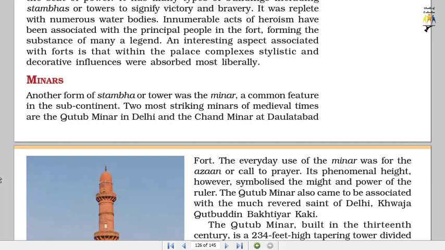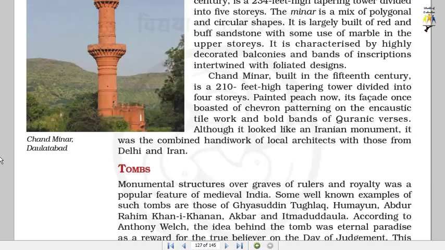Minars. Another form of stumbha or tower was the minar, a common feature in the subcontinent. Two most striking minars of medieval times are the Qutub Minar in Delhi and the Chand Minar at Daulatabad Fort. The everyday use of the minar was for the azan or call to prayer. Its phenomenal height, however, symbolized the might and power of the ruler. The Qutub Minar also came to be associated with the much revered saint of Delhi, Khwaja Qutbuddin Bakhtiyar Kaki. The Qutub Minar, built in the 13th century, is a 234 feet high tapering tower divided into 5 stories. The minar is a mix of polygonal and circular shapes.